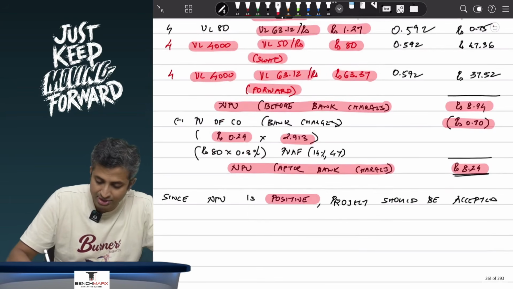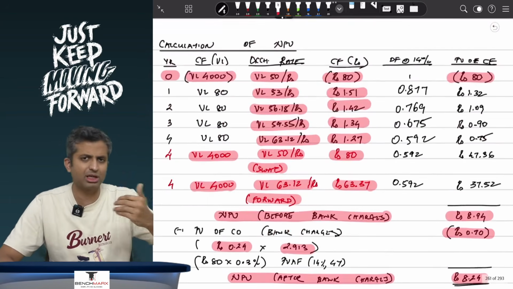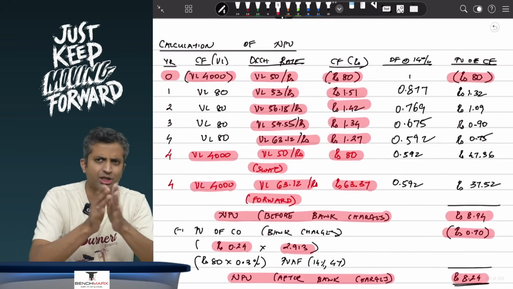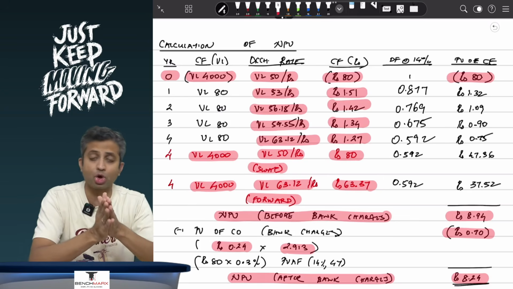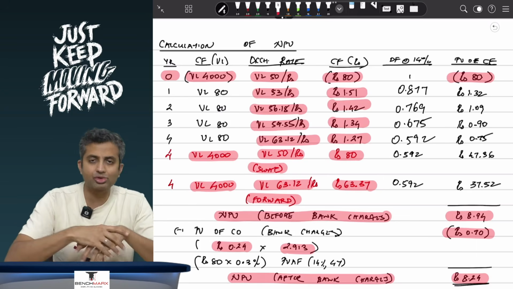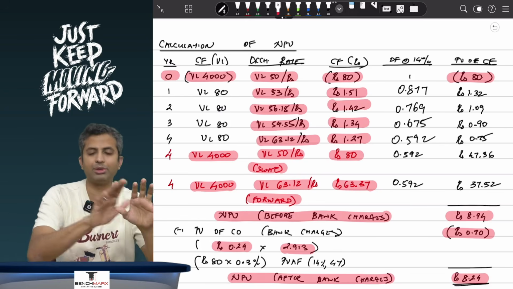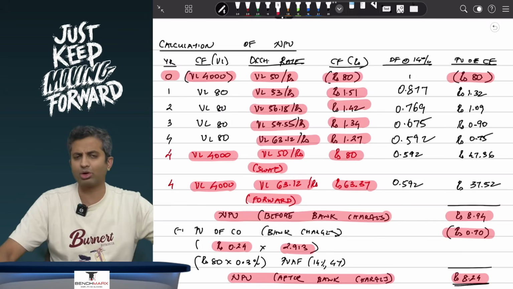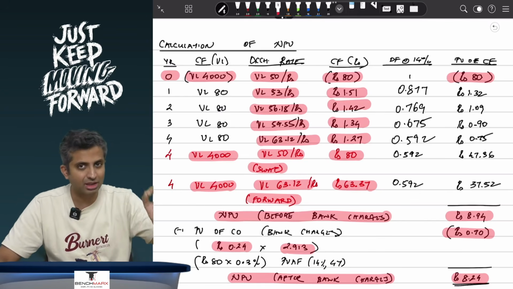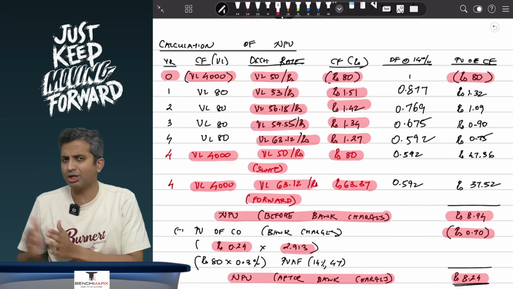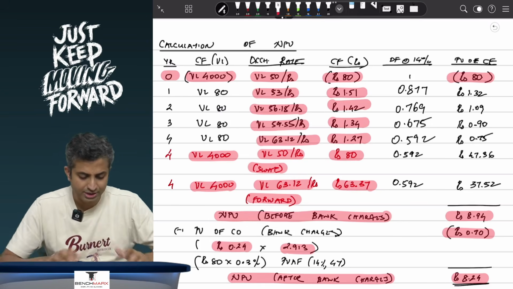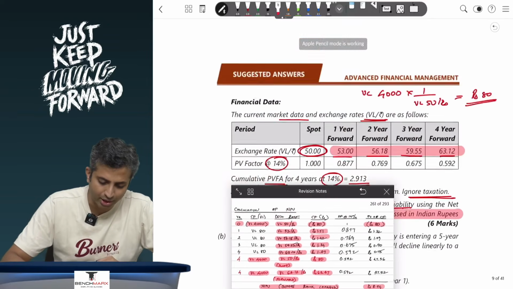So since the NPV is positive, the project should be accepted in the first instance. Over here you need to correlate the concepts of foreign exchange as well as some bit of capital budgeting. To be honest, this question is completely unfamiliar. It is not the same as what may be there in the material. However, if you sit independently to solve, you should be able to solve this. So this is your question 1 subpoint A.